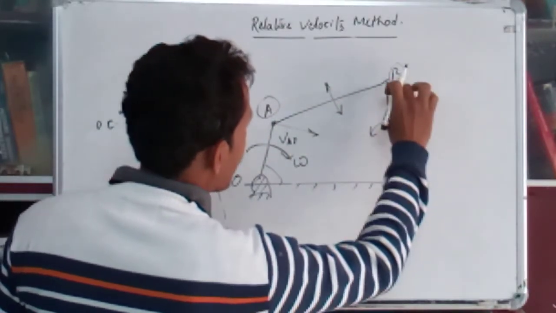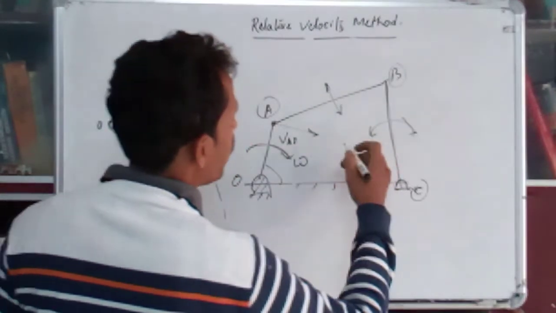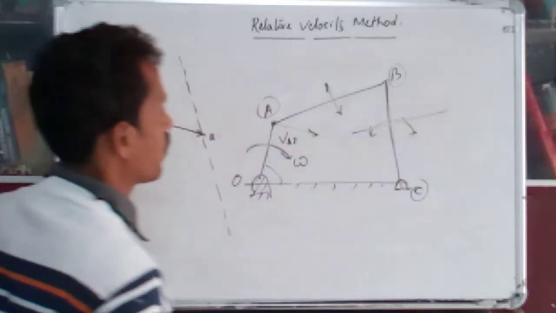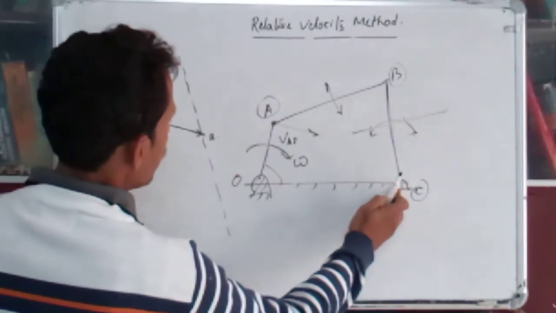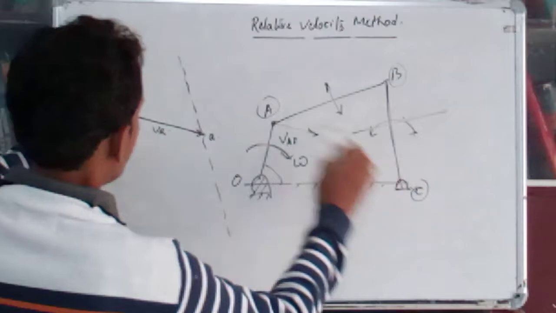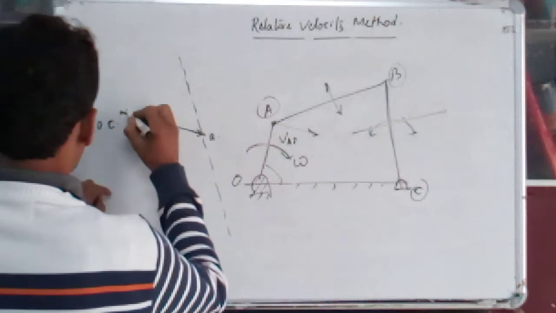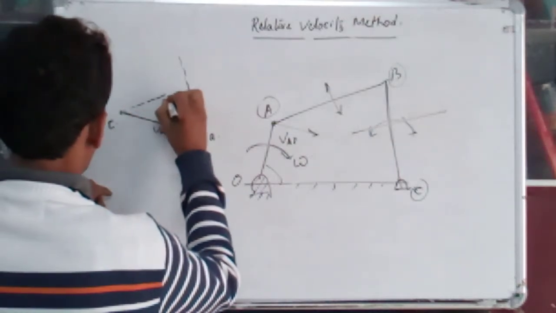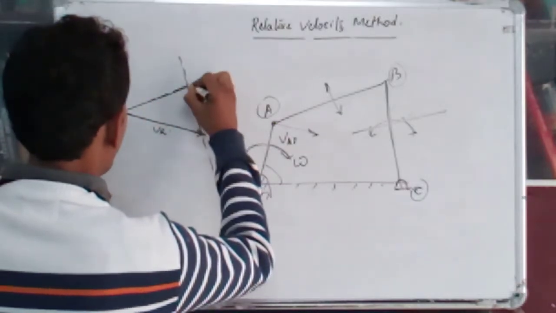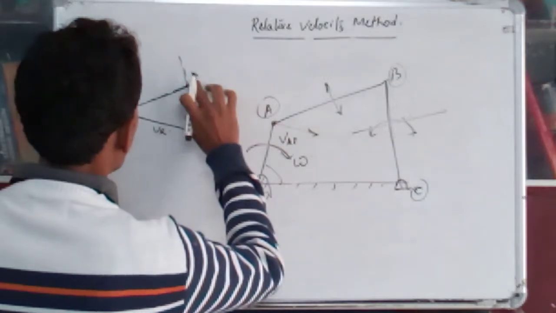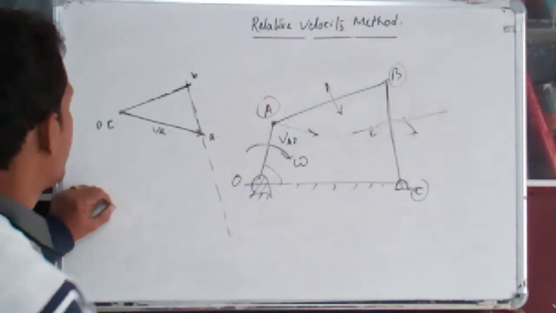Now between B and C, the velocity of B with respect to C. As it is also rotating, the direction will be perpendicular. Now you can see, if you consider C, from C you take a line which is parallel. This line will intersect this line, and that intersecting point is B.